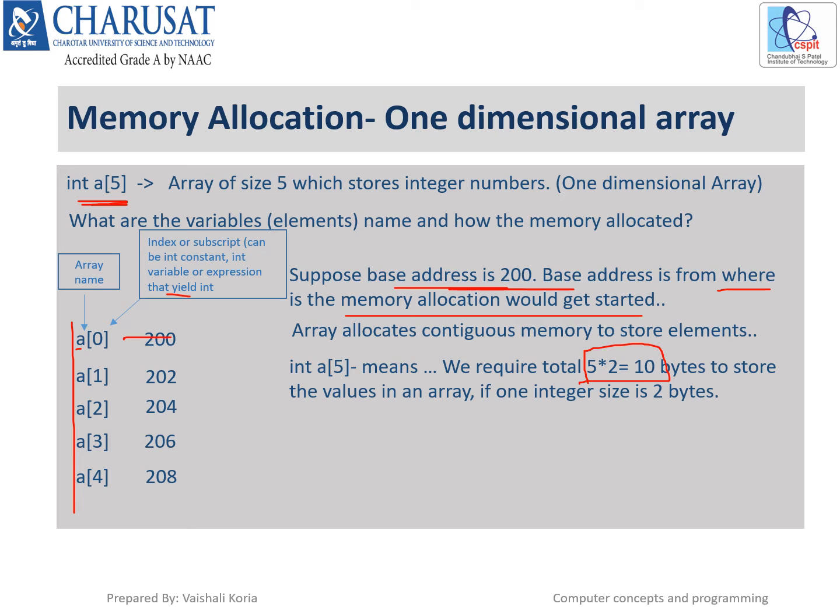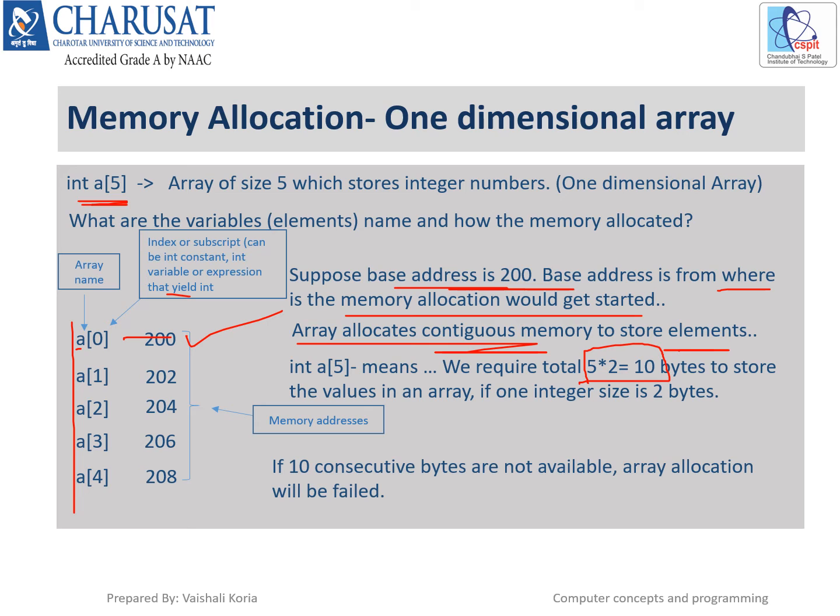Okay, now suppose you have declared an array of 5 size, but 10 contiguous bytes are not available. In that case, memory allocation would fail, because an array allocates contiguous memory to store the elements. So if you know the base address, you can easily find the address of any other element. If the 10 consecutive bytes are not available for this array, memory allocation would fail.